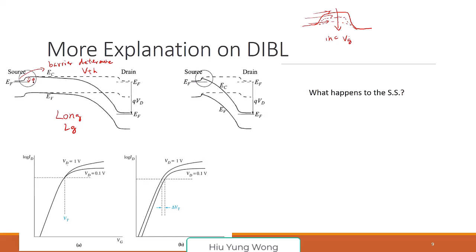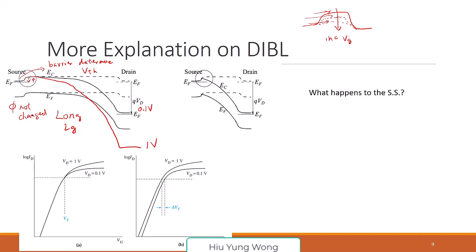When it is a long channel, even if I increase the voltage to 1 volt, let's say this is 0.1 volt. Now I increase it, because this is long, maybe it will be something like this. The barrier is not changed, right? Phi not changed. That's why you have the same VTH.